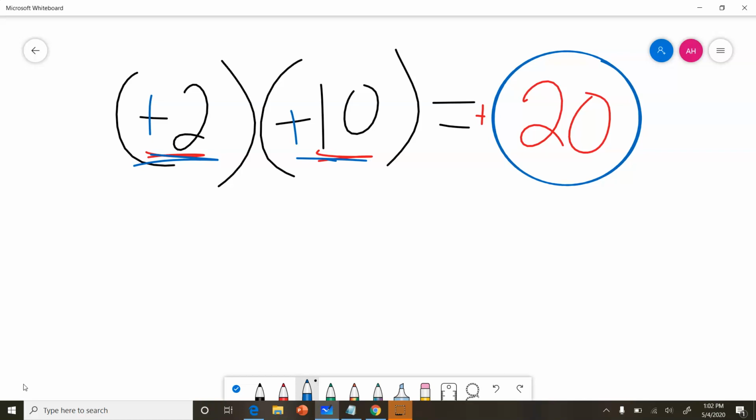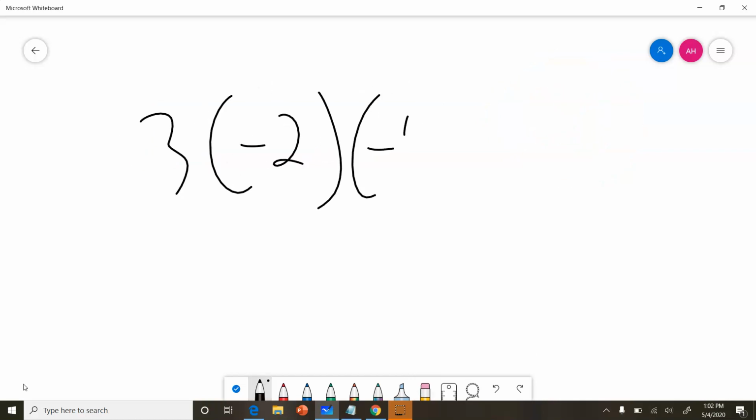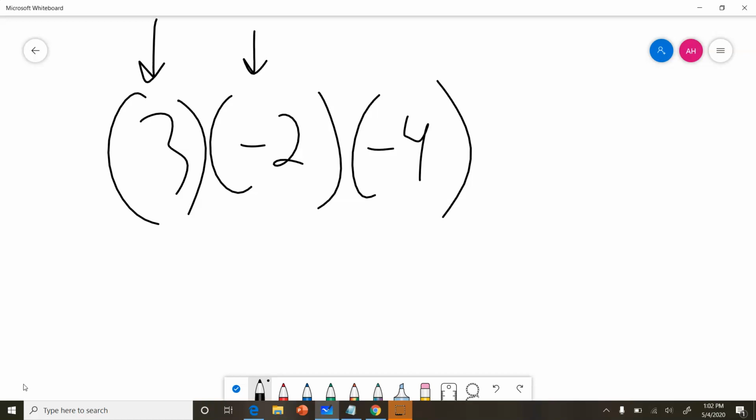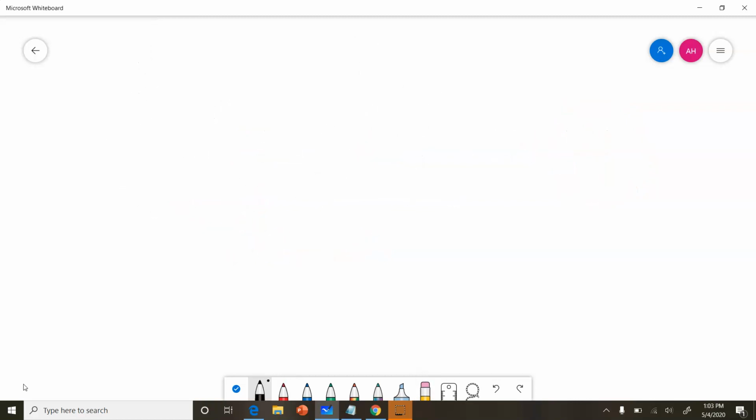I would say the only place where it gets harder is when you have multiple in the same one. So let's say we had something like this. 3 times negative 2 times negative 4. Okay, it doesn't matter that I have three things, 1, 2, 3 multiplied together. I still count the number of signs. So how many negatives do I have? 1, 2. And 2 means that the answer is going to be positive. So I know it's going to be positive, and I do 3 times 2, which is 6. 6 times 4 is 24. So my answer is 24.